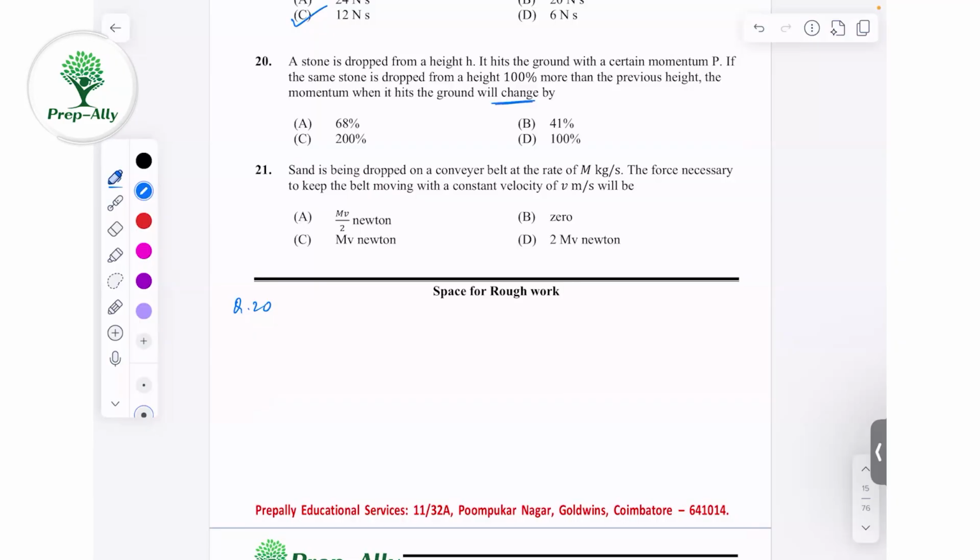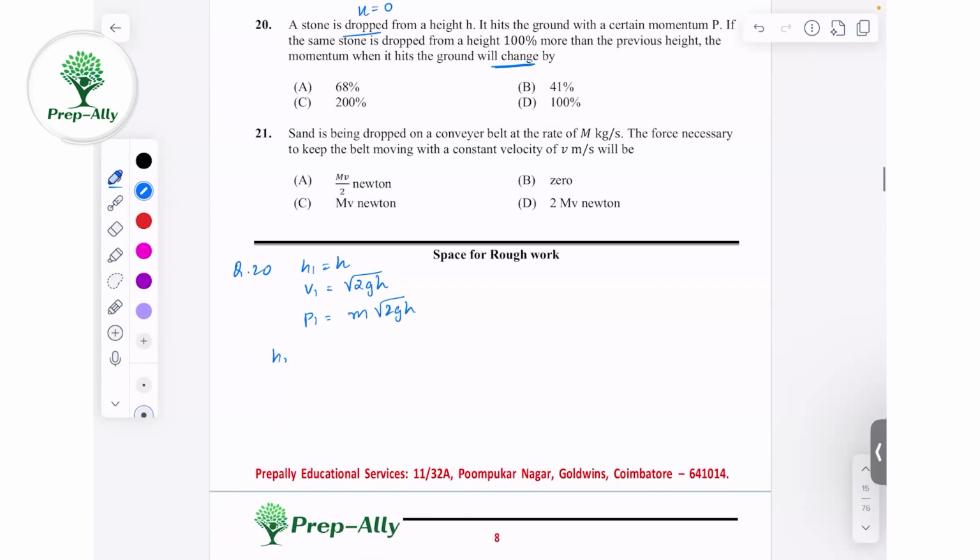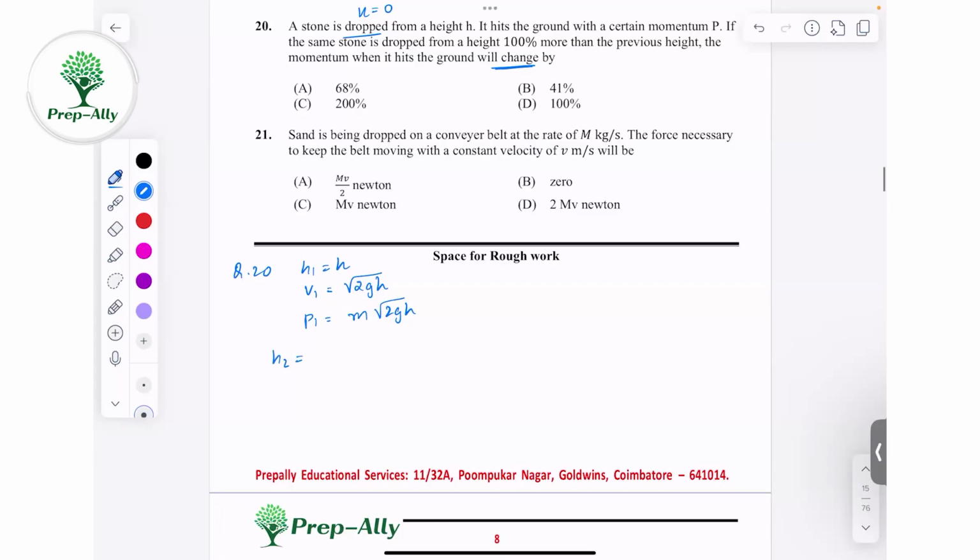So let's say initial height h1 is some h. Then when it is dropped, which means the initial velocity is 0, it acquires a velocity of say v1, which will be equivalent to root over 2gh. Then momentum is going to be m into root over 2gh. Now, the height is increased by 100%, which means it is initial height h1 plus 100% of h1.